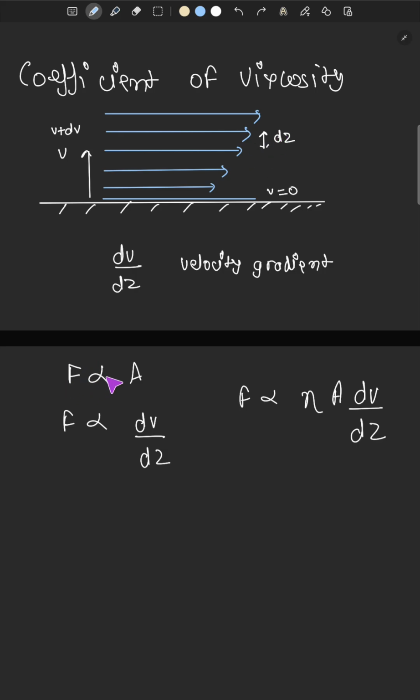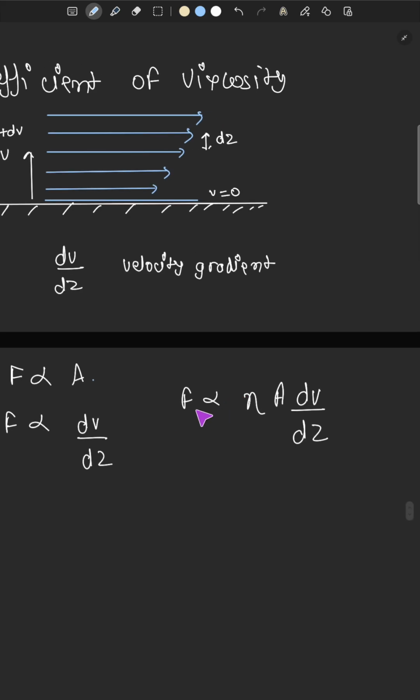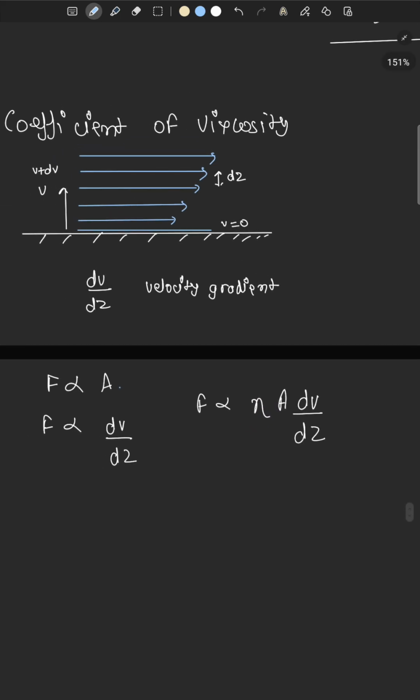Okay, so this force is proportional to area of contact. Each layer will be in contact with the other, and they will have some common area between them. So this force is proportional to that area, and it is also proportional to this velocity gradient. So if we solve this, it comes out to be F is proportional to A dv/dz, and we have to replace this by an equal sign. Okay, so this symbol, this is the proportionality constant, this is viscosity. So from this formula you can easily find the dimensions of this.